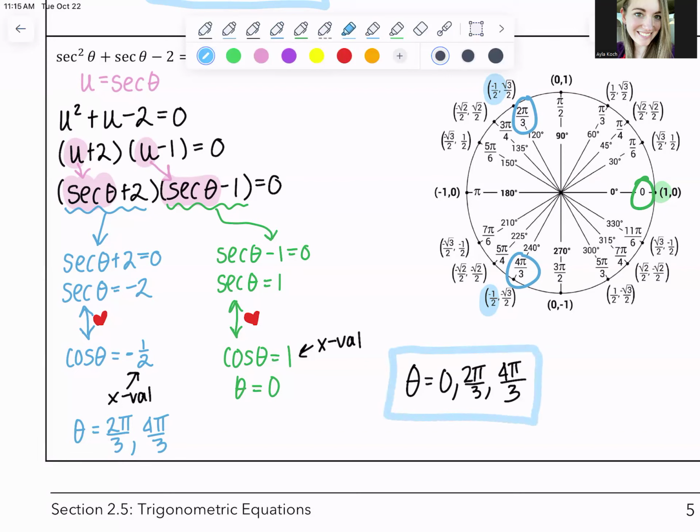All right, so that's it. It's really not that much more than what you're doing. You're factoring it, using the zero product rule, and solving a basic trigonometric equation.